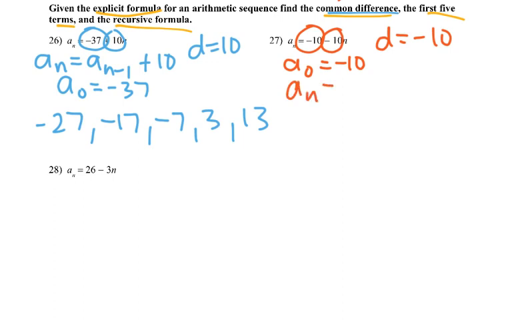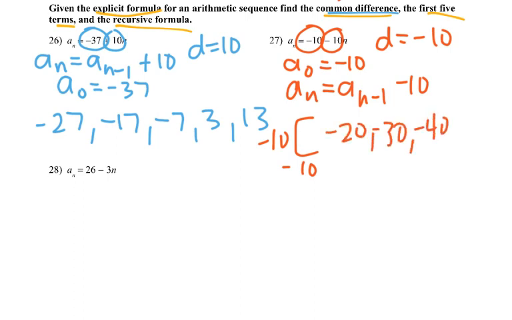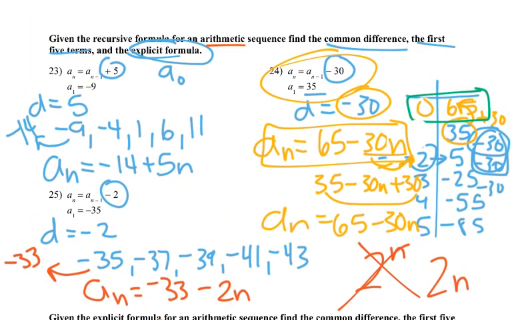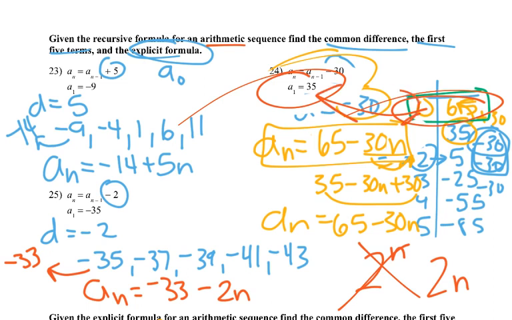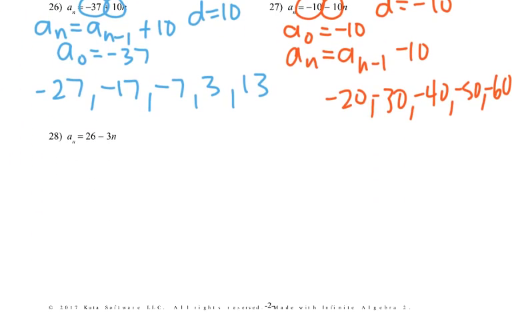So then my a sub n would equal a sub n minus 1 minus 10. And for my terms, that would be my 0 term, negative 10. But I actually want to start at my first term, so I'd subtract 10 from that. I'd start at negative 20, then negative 30, negative 40, negative 50, and finally negative 60. Okay, because we have to understand the difference between the a sub 0 and the a sub 1s, and how we use those.